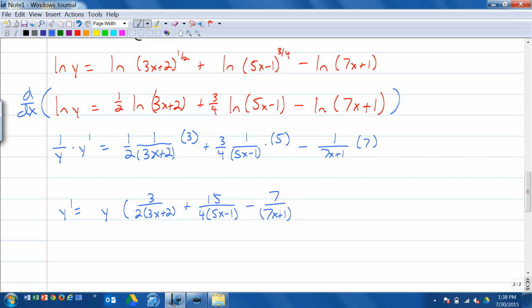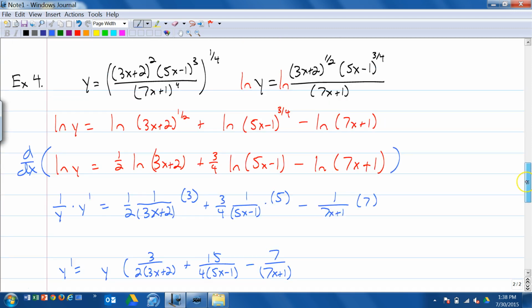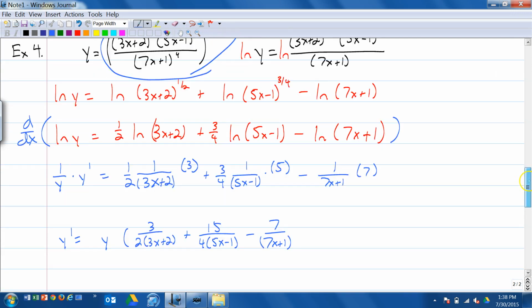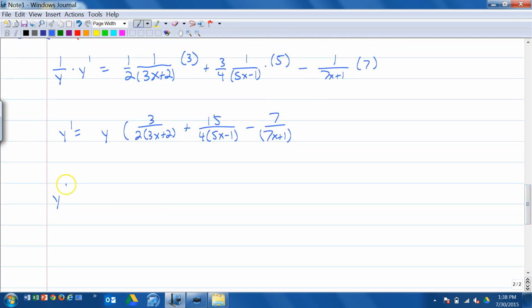Okay, so that's kind of the final answer, but again, we don't want it in terms of 2 variables. So the last step, which is a little annoying, is just rewriting it with this whole chunk as y. So the derivative of that is equal to 3x plus 2 to the second, 5x minus 1 to the third, over 7x plus 1 to the fourth, all to the 1/4, times this piece up here that I wrote out already.